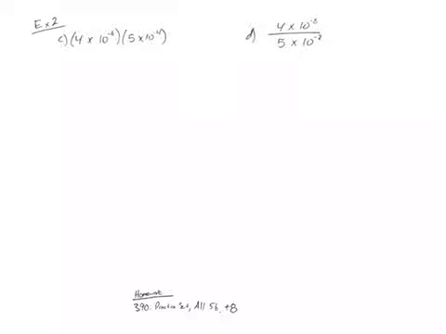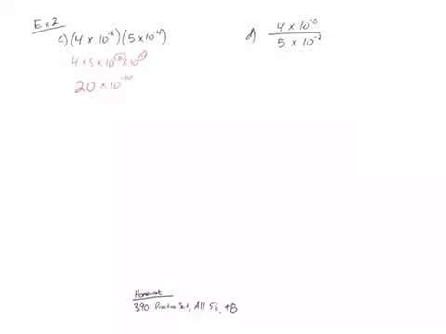Let's try a couple more here. Another multiplication, so I'm going to just rearrange the order there. So I'm going to say 4 times 5 times 10 to the negative 6 times 10 to the negative 4. Well, 4 times 5 is 20 times, again, add those exponents. So it's going to be 10 to the negative 10, because 6 plus 4 is 10.